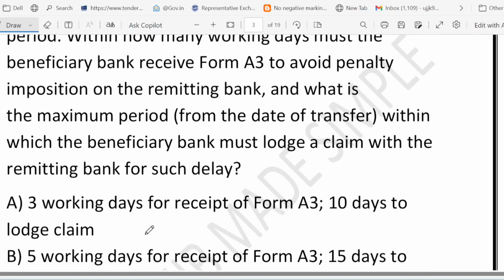Option A says 3 working days. This looks quite strict, right? Because 3 days is too short for a bank to complete document delivery across branches and cities. This 3 days is a very short time.